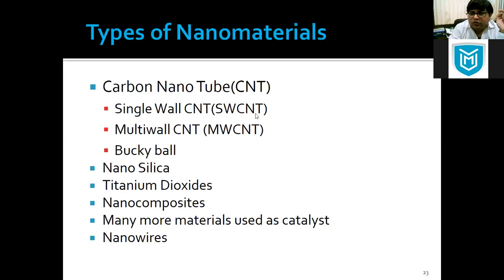So nanomaterials are many, like carbon nanotube. It is classified as single wall carbon nanotube, multiple wall carbon nanotube, buckyball. If it is a paper-like sheet, it is known as graphene. Then we have nanosilica. You add the word nano if it is powdered or, by chemical method, reduced to a size of nano, hundreds of nano or tens of nano, then it is nano clay, nano cement, nano soil, like that, nano silica, nano titanium dioxide, like that.